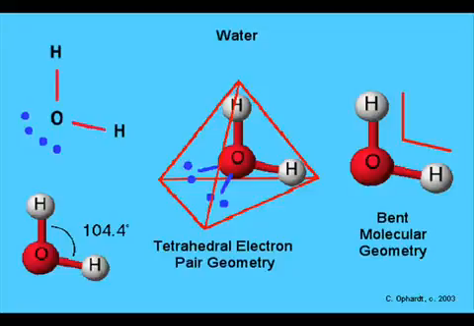So the bent shape has a bent molecular geometry, but it has a tetrahedral electron geometry. Okay? Make sure you understand the difference between those two. The electron geometry takes into consideration the lone pairs in addition to the atoms around it.